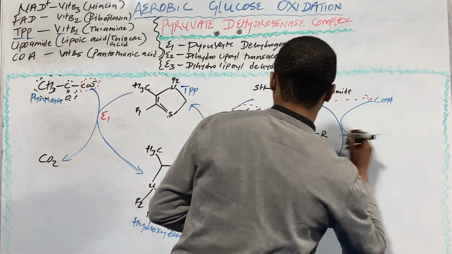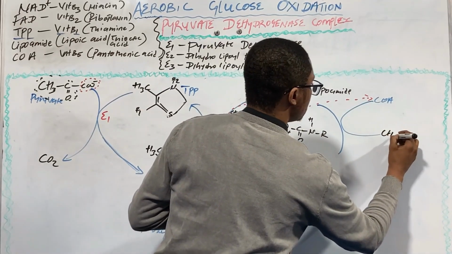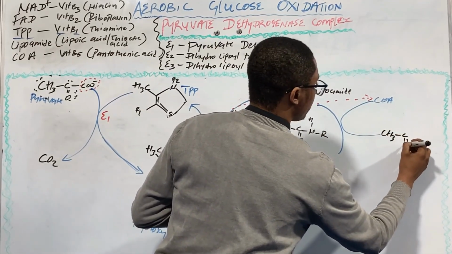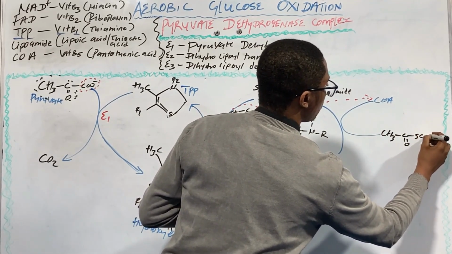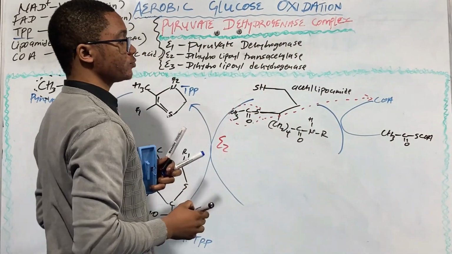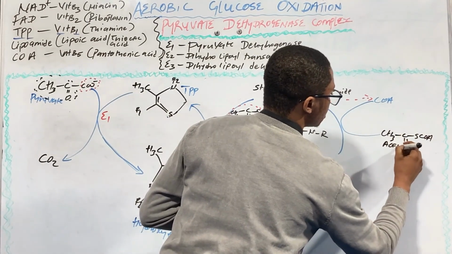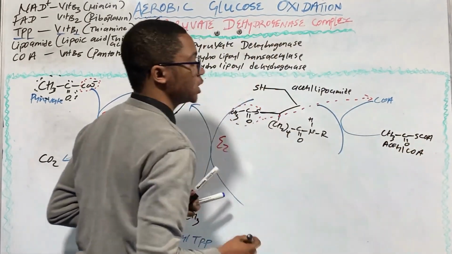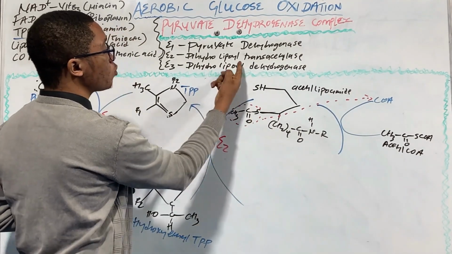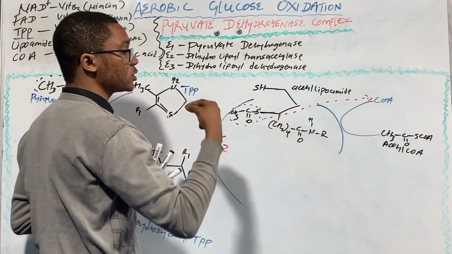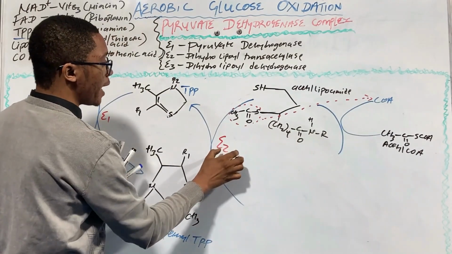All right, so taking this structure plus this structure, what we have here is CH3 into our first carbon, double bond to O and our S, and down to CoA. So this is what is formed. This structure here is called acetyl CoA. So there's a transfer of an acetyl group. That's why it is called transacetylase, because it transfers an acetyl group to CoA. So this is catalyzed by enzyme 2.